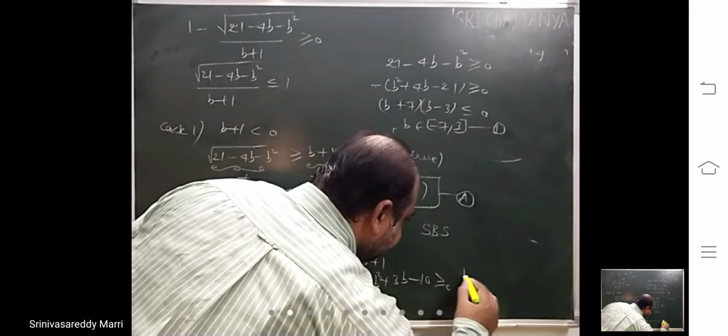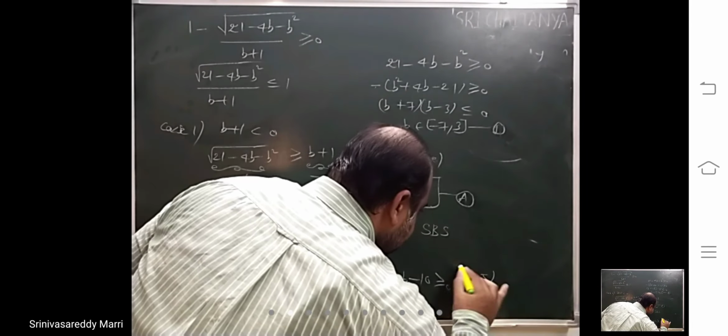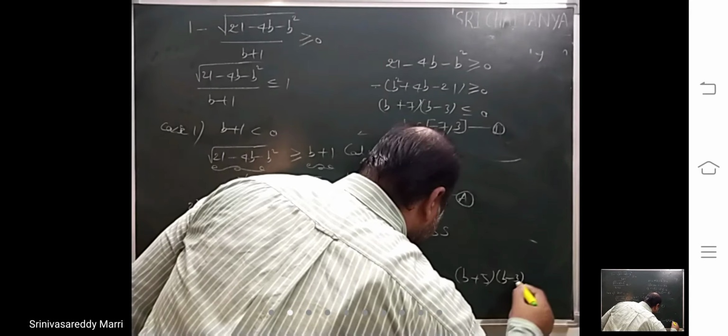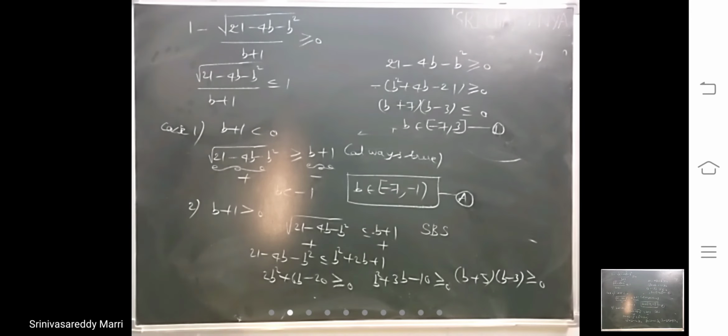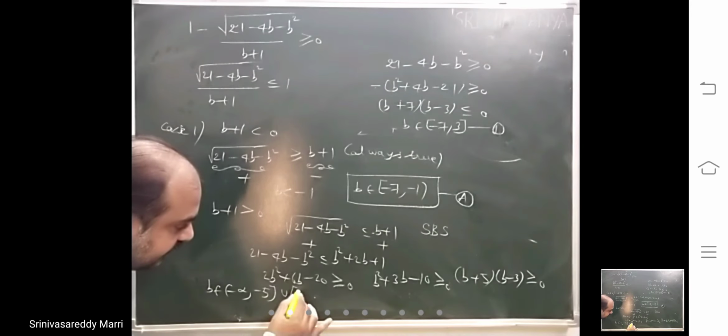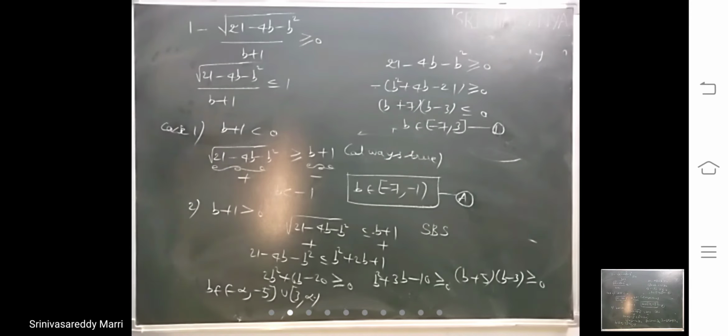That means what is the factorization for this? b plus 5 into b minus 3 greater than or equal to 0. What is the interval here? b belongs to minus infinity comma minus 5 union 3 comma infinity.